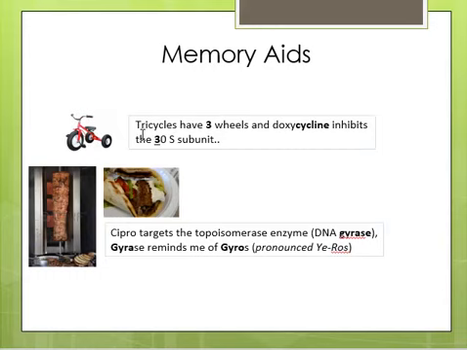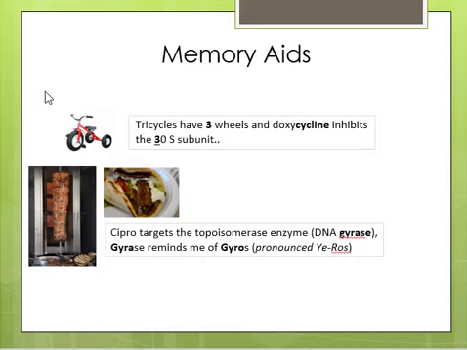And just some memory aids in terms of how to keep all this straight. Tricycles have 3 wheels, right? And doxycycline inhibits the 30S subunit, so doxycycline 33. Ciprofloxacin targets the topoisomerase enzyme. Another name for the topoisomerase enzyme is DNA gyrase.